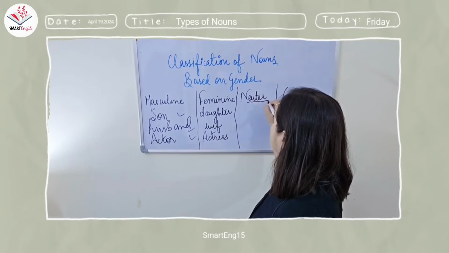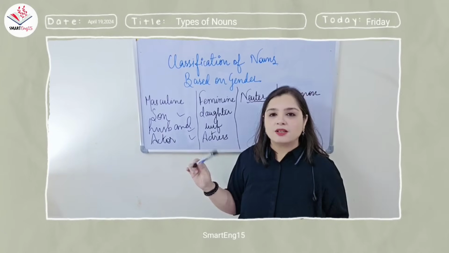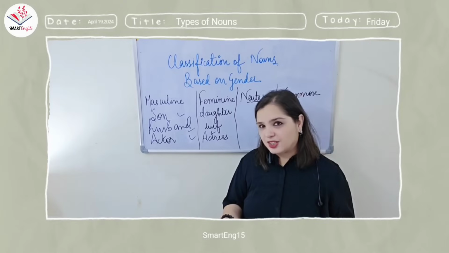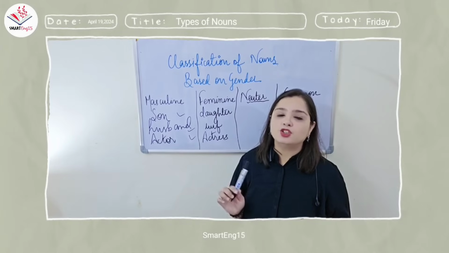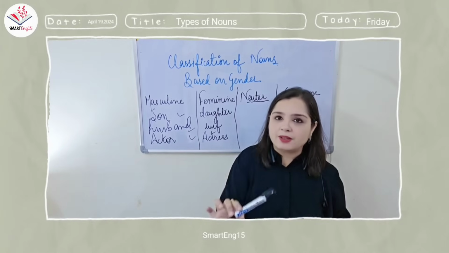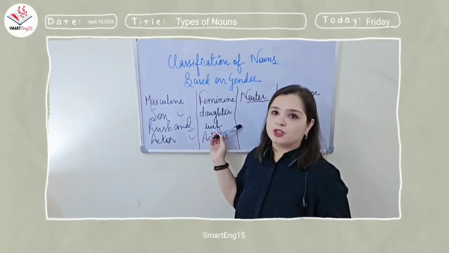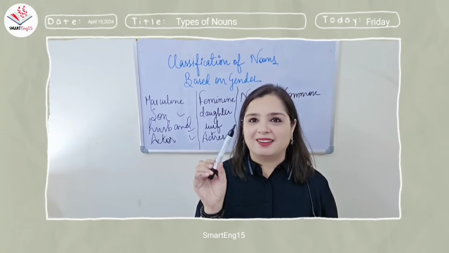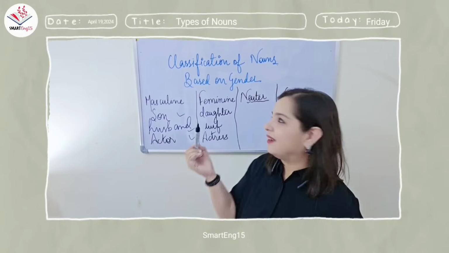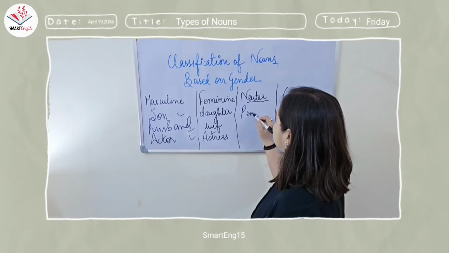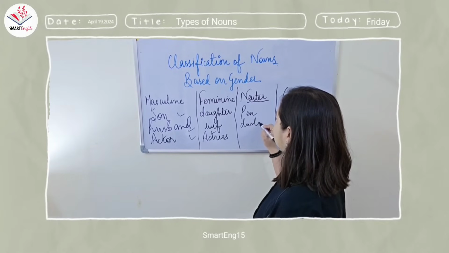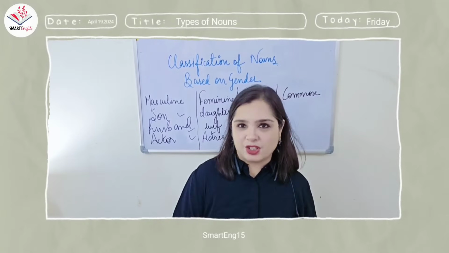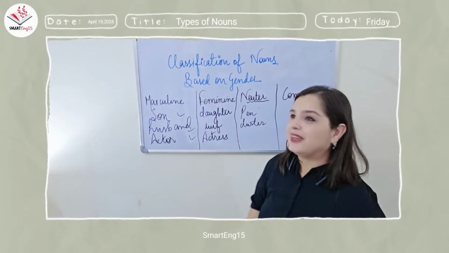Now what is the neuter gender? Neuter gender is a gender which has no gender. We cannot identify the gender of that particular thing. We generally talk about non-living things when we talk about the neuter gender. For example, can you tell me what is the gender of this pen? It's nothing, it's neuter. So, pen, a duster, a table. All these are neuter genders in English, right?